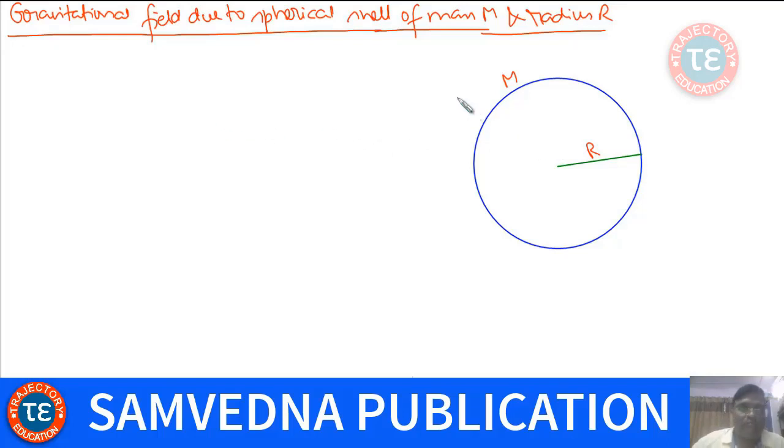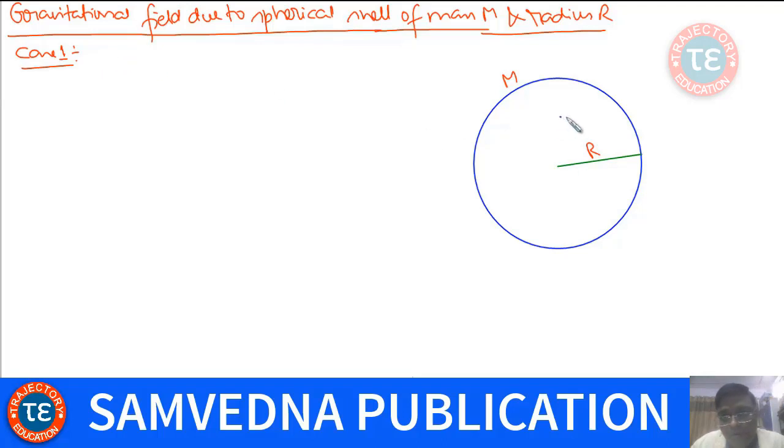So finding the gravitational field as a function of r means what? You have to find the gravitational field inside and you have to find the gravitational field outside. So take case 1. Suppose we want to find the gravitational field inside.